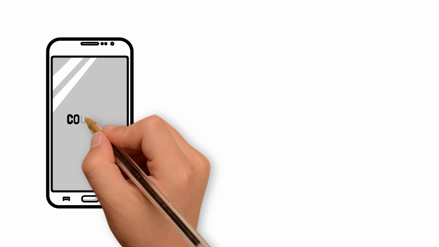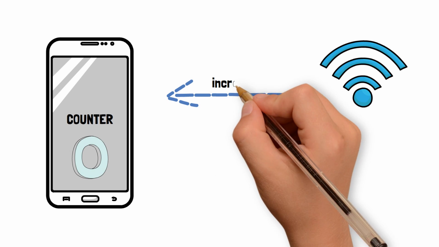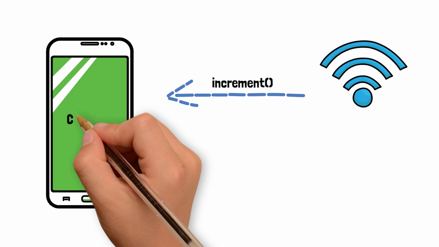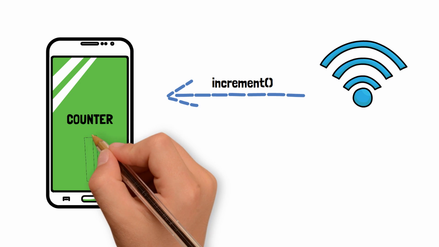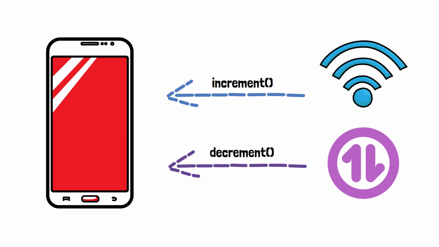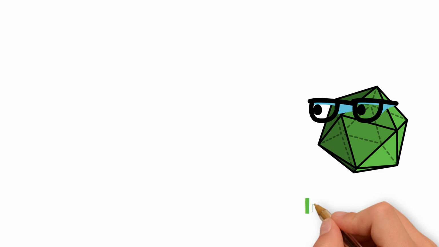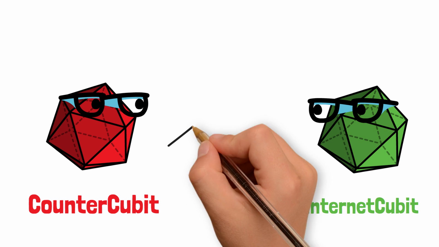Today, as an example, we'll learn how to communicate between two cubits by adapting our existing app a little bit, so that whenever the phone is connected to Wi-Fi, the counter will be incremented by 1. And whenever the phone is connected to mobile data, the counter will be decremented by 1. So we'll have an internet cubit and a counter cubit, both communicating with one another.